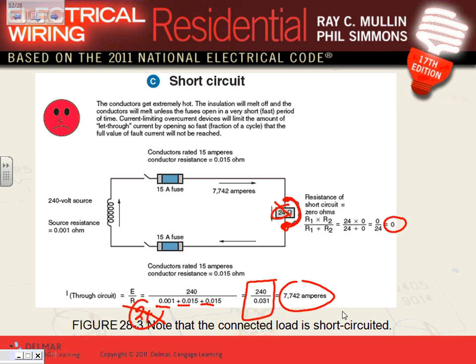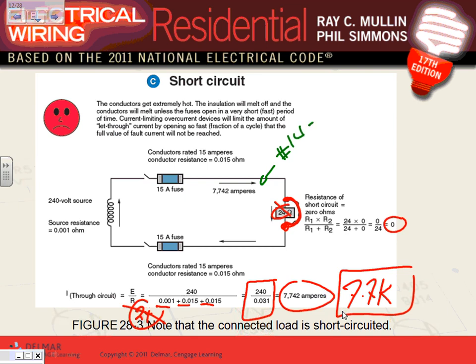Look what the amp is, 7.7K. This is a 7.7 kiloamp. That's a short circuit, right? That's a short circuit. Now look what happened. This conductor, do you guys remember what we said? This number 14 conductor?